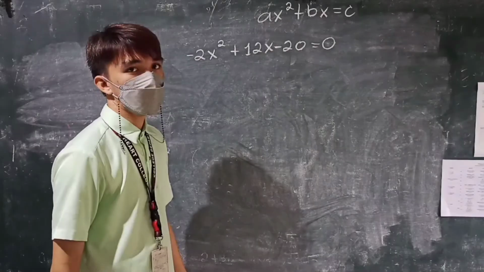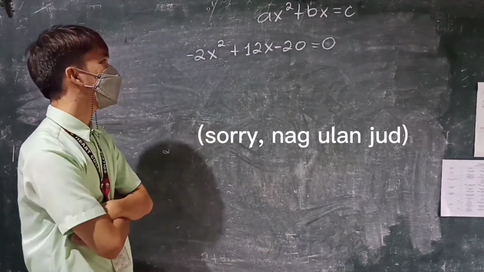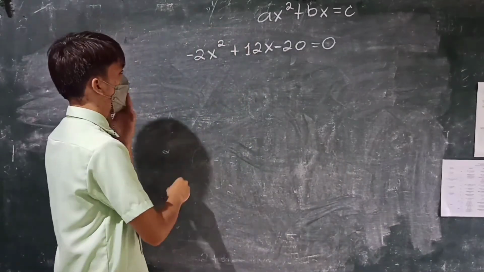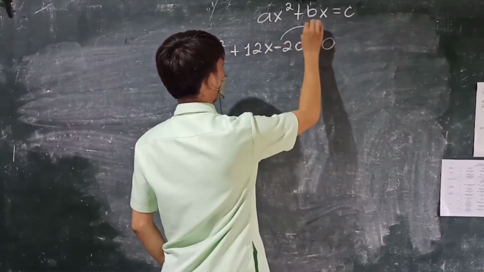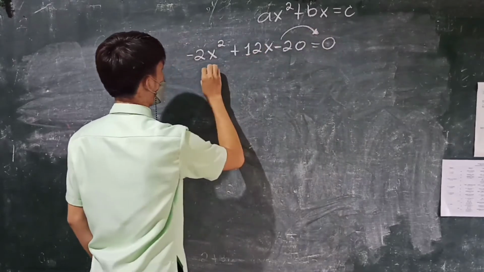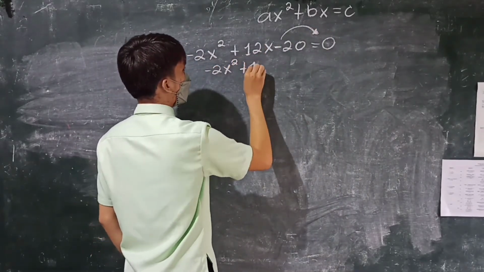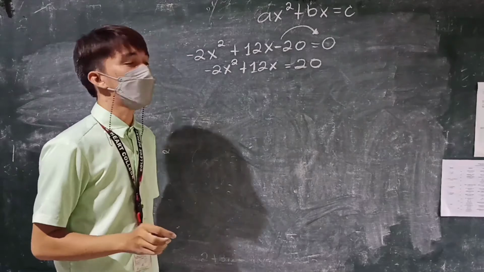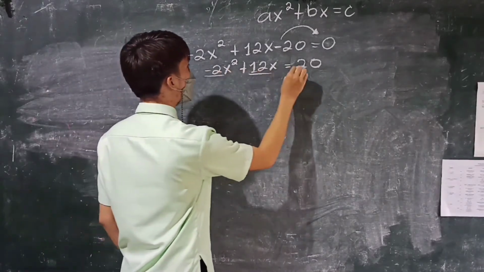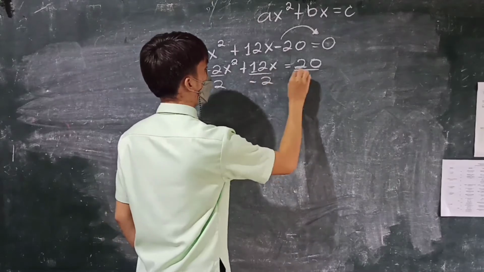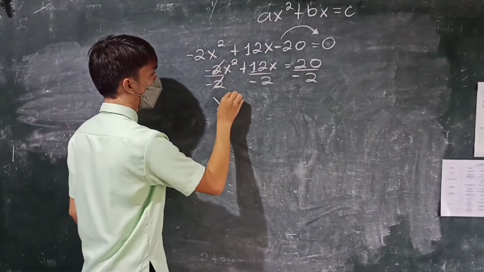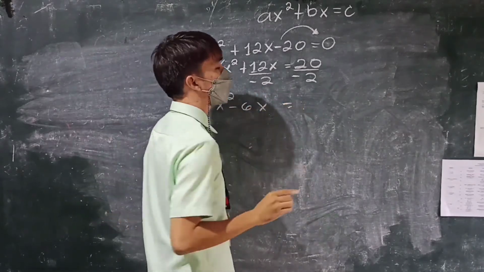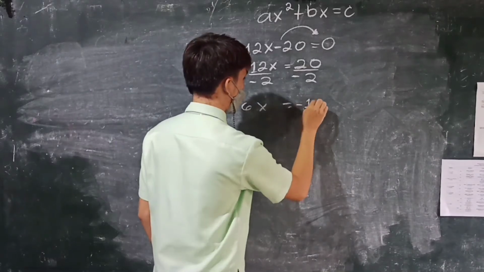Another example, we have negative 2x squared plus 12x minus 20 equals 0. So we're going to transpose negative 20 to the other side. We have negative 2x squared plus 12x equals positive 20. Next, we are going to divide all terms of the quadratic equation by negative 2. Cancel, we have x squared. 12x divided by negative 2 is negative 6x. And 20 divided by negative 2 is negative 10.